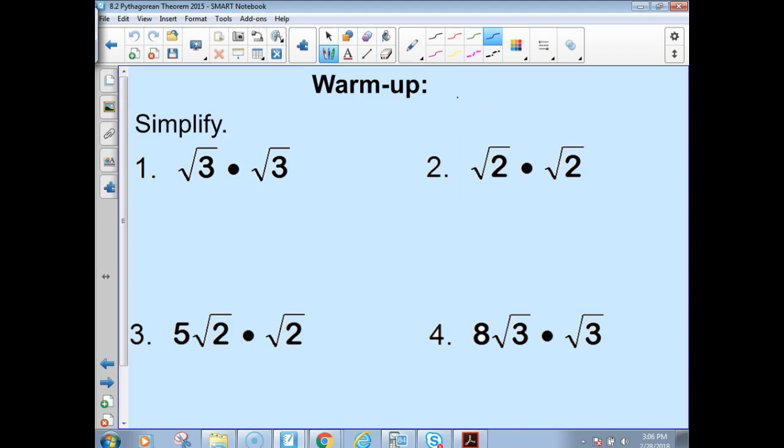Radicals again. I need you to know the square root of x plus the square root of x. Not right now. That was not the appropriate time for that. Okay. Square root of x times square root of x.